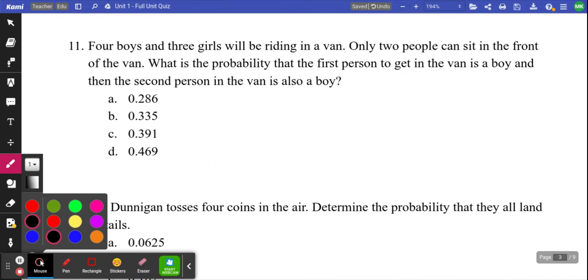Number 11. 4 boys and 3 girls will be riding in a van. Only 2 people can sit in the front of the van. What is the probability that the first person to get in the van is a boy, and then the second person in the van is also a boy? Okay. Probability.